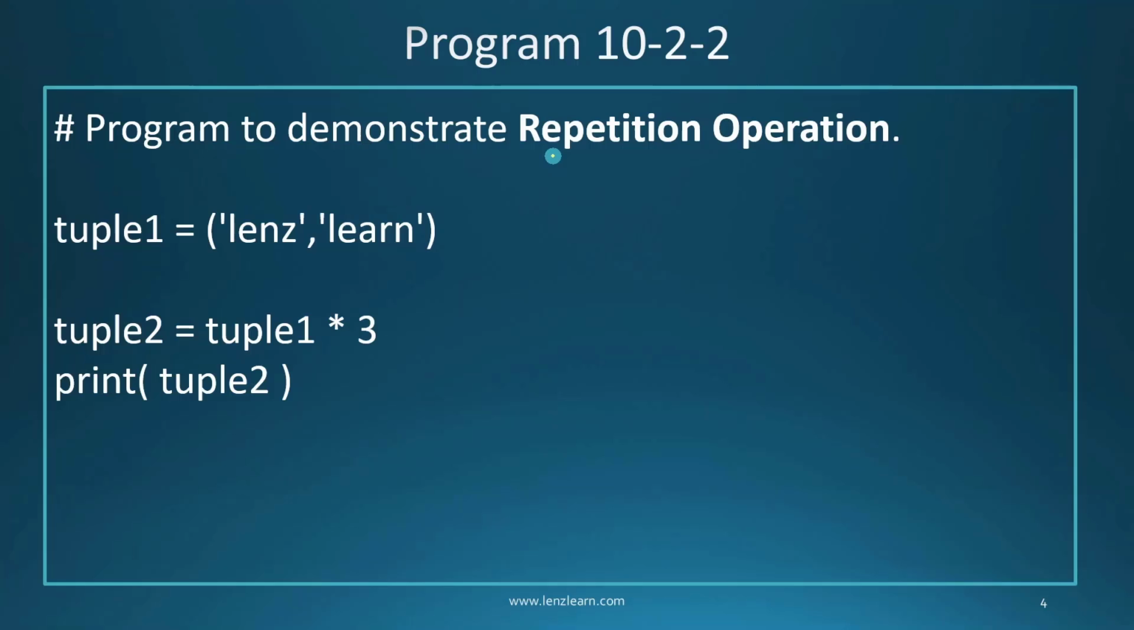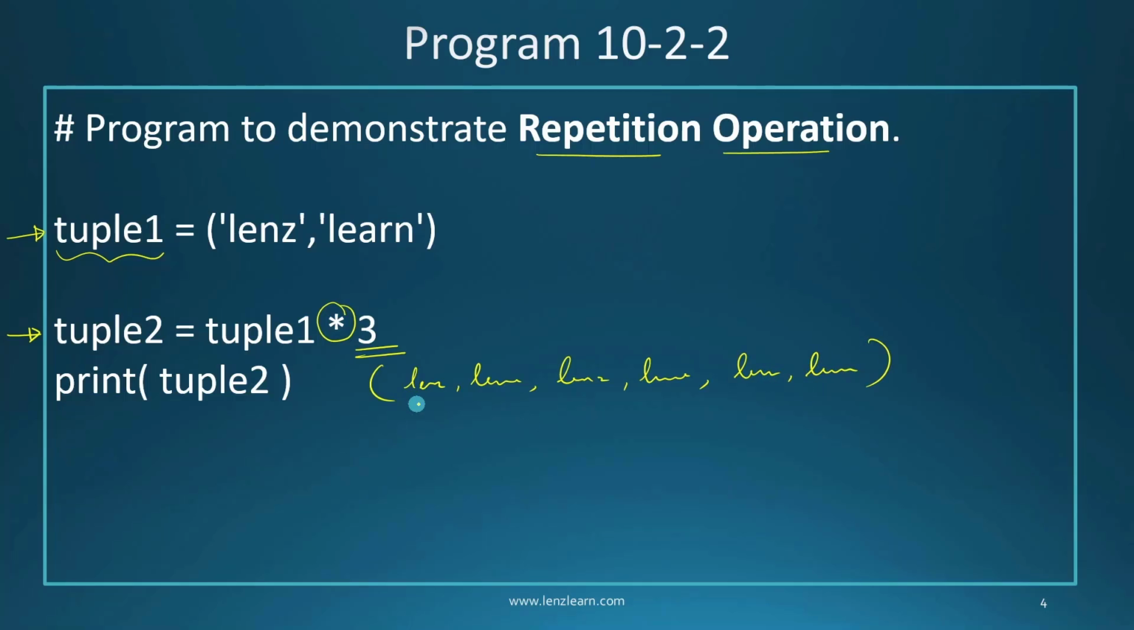This program demonstrates the repetition operation with tuples. I have created a tuple with variable tuple 1 and these values. There are two strings inside it, lengths and learn. In the next statement, I am creating tuple 2 by repeating the value of tuple 1 three times by using this star operator. Now when you print tuple 2, inside it you will have lengths, learn, and after that again lengths, learn, and again lengths, learn. This means the value of tuple 1 is repeated three times and stored into tuple 2, so when you print tuple 2, you will get this result.